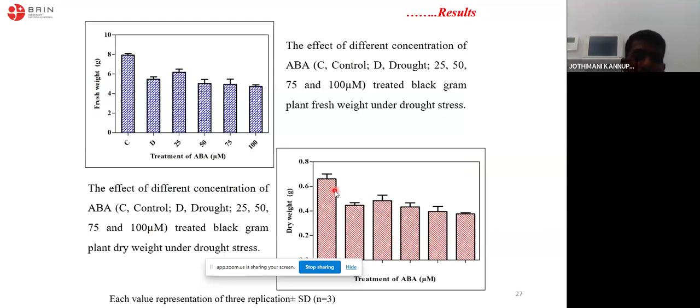In this graph, we observe the fresh and dry weight of black gram under varying abscisic acid concentrations. Both fresh and dry weight were increased with 25 micromolar ABA treated plants when compared to drought.